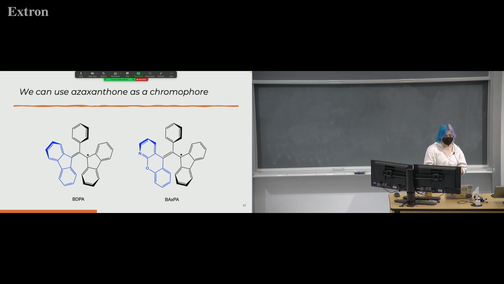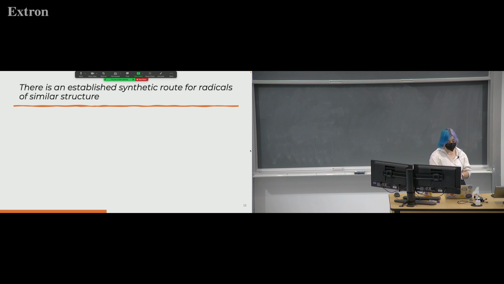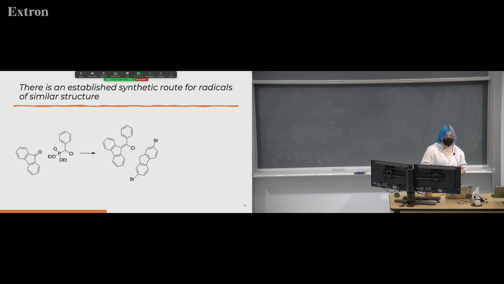And because we are just replacing that group, we want to follow a sort of synthetic route that has been established for BDPA-based structures. And that kind of synthetic route begins with using a fluorinone and reacting that with a chlorobenzyl phosphonate compound. We are then able to get to a chlorinated tetrasubstituted alkene there on the left, and if we react it with a brominated fluorine, we can then hopefully get to our BDPA compound.